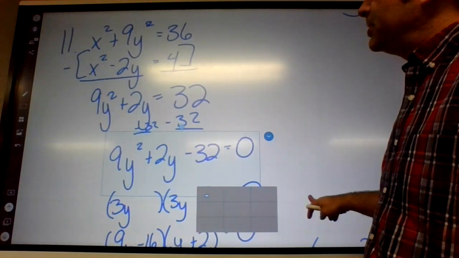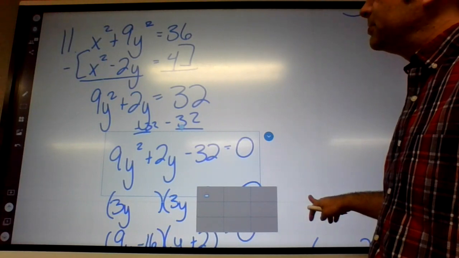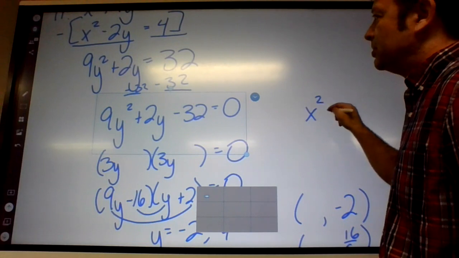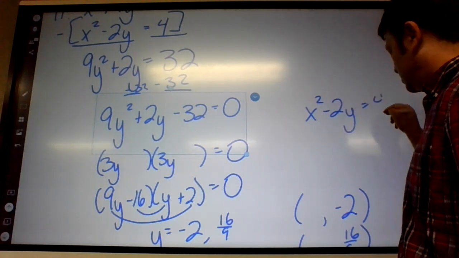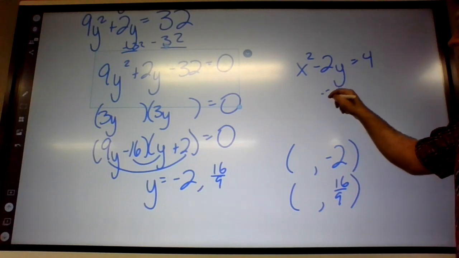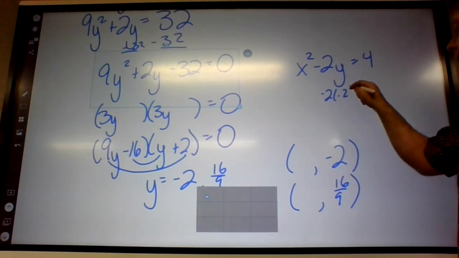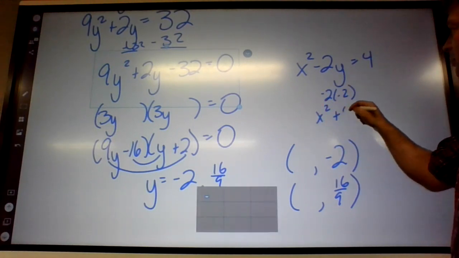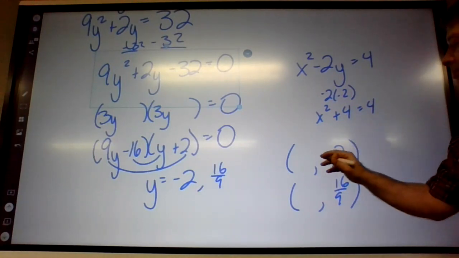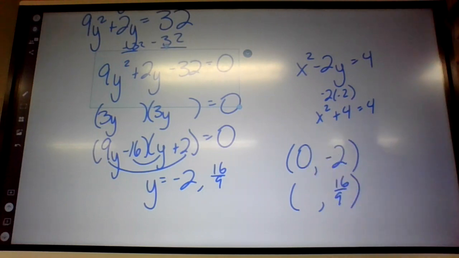We're going to plug that into the easier equation. I don't know, the top one or the bottom one looks a little bit easier. x squared minus 2y is 4. So if I plug in negative 2, that'd be 4. So if we subtract 4, we get 0. x squared equals 0.